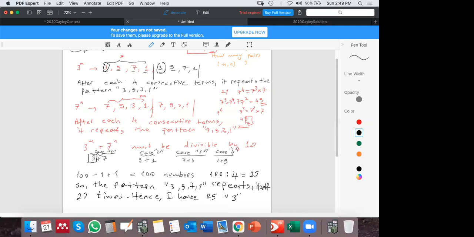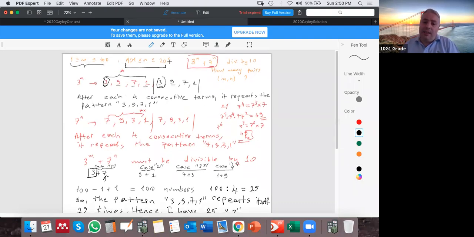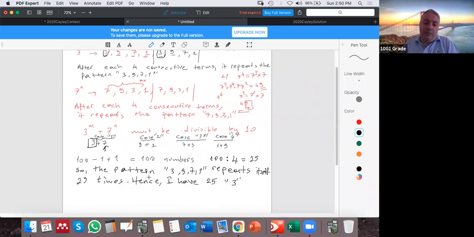Okay, now I am looking for how many 7s I have, since my aim is the first 3 plus first 7, first 3 plus second 7, first 3 plus third 7. So how many 7s do I have? To find this, I will check 205 minus 101. Let me change the color. 205 minus 101 plus 1 is equal to 105 numbers, or terms, I have.